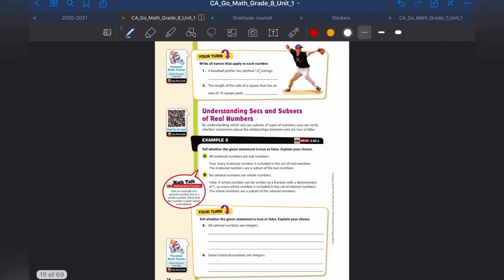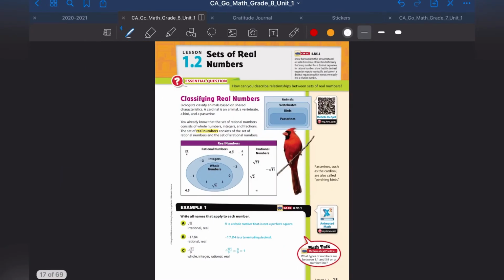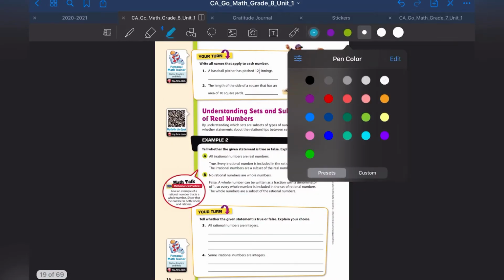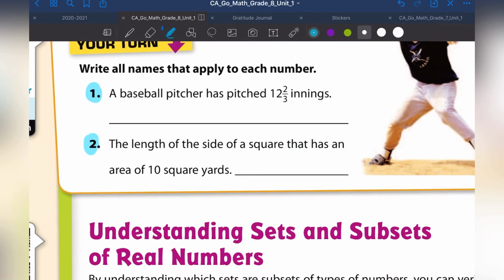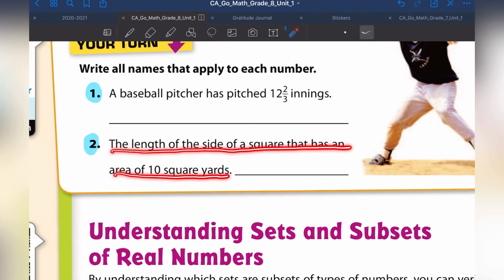So again, you are just labeling. So go ahead and do number 1 and number 2, even though it says write all the names that apply to each number. A baseball pitcher has pitched 12 to 13 innings. So they just want you to write all of the names that apply to this number. Then the next one, the length of the side of a square that has an area of 10 square yards. Again, they just want all of the names that apply to that number.